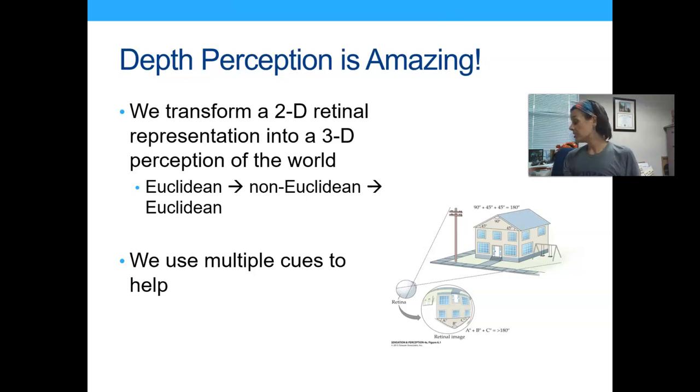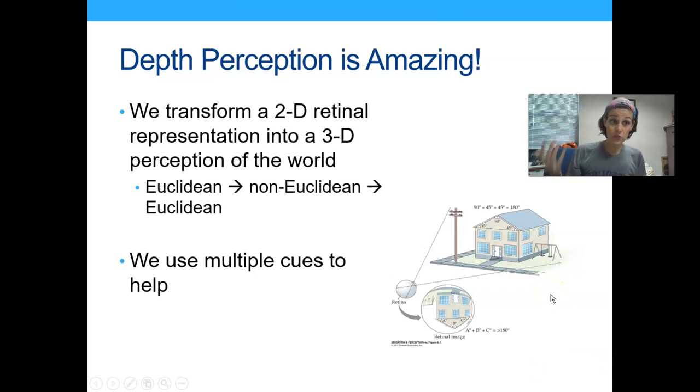Just to put this into perspective, your retina is a two-dimensional space. So what we are basically doing is taking a three-dimensional world, turning it into a two-dimensional space on our retina, and then from that image constructing our three-dimensional perception of the world. Additionally, our geometry changes from the outside world to the retina to our representation in the brain.